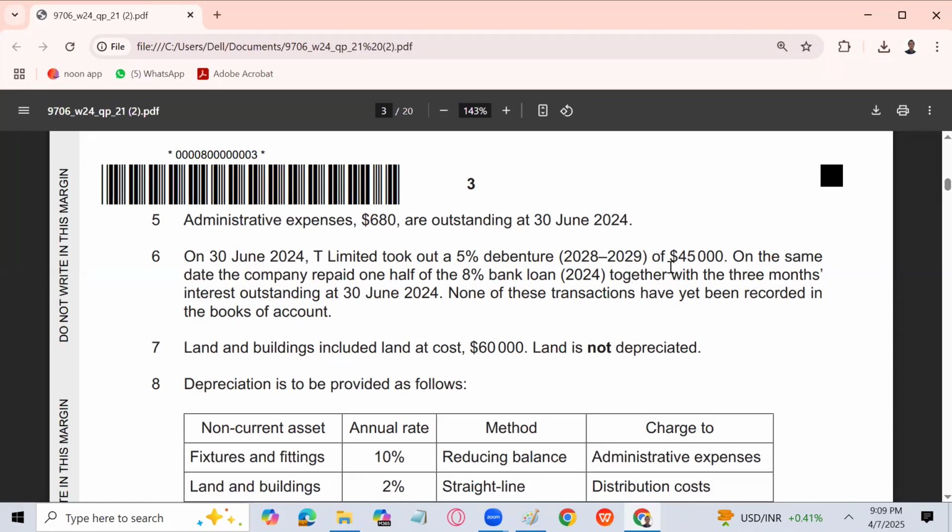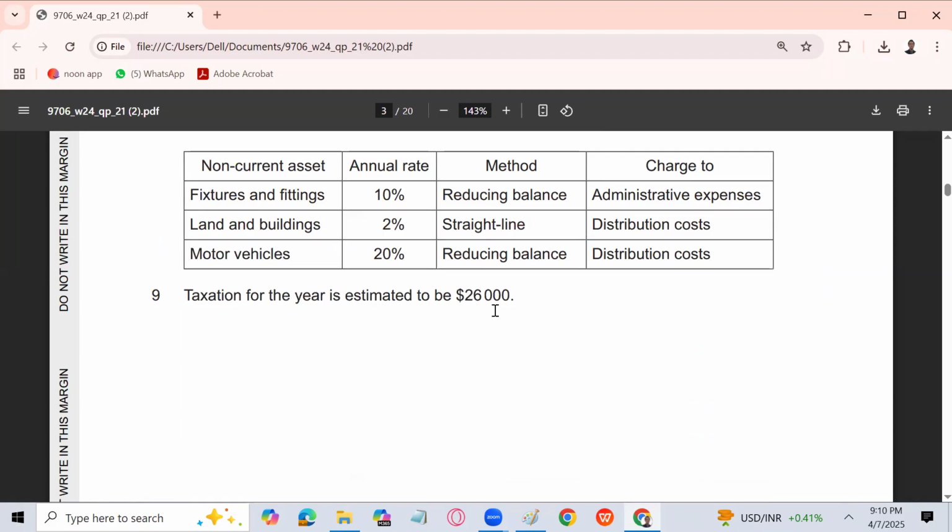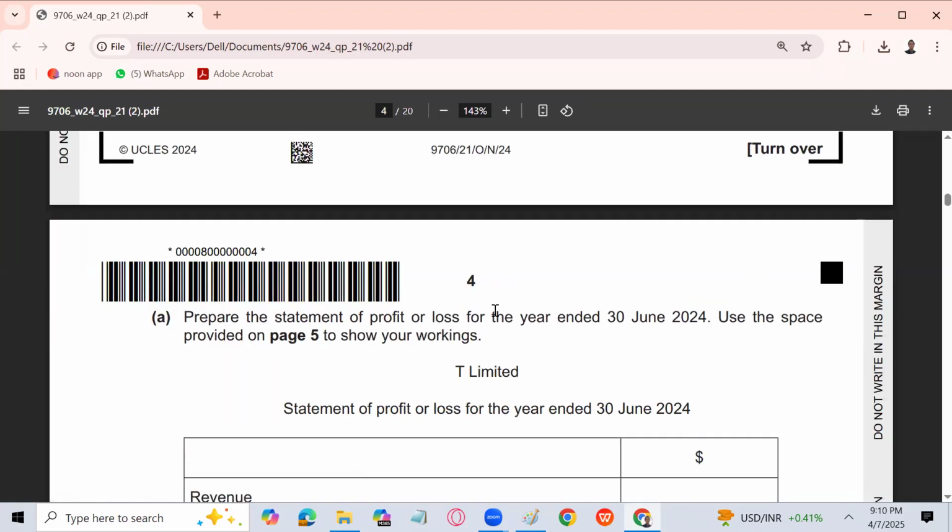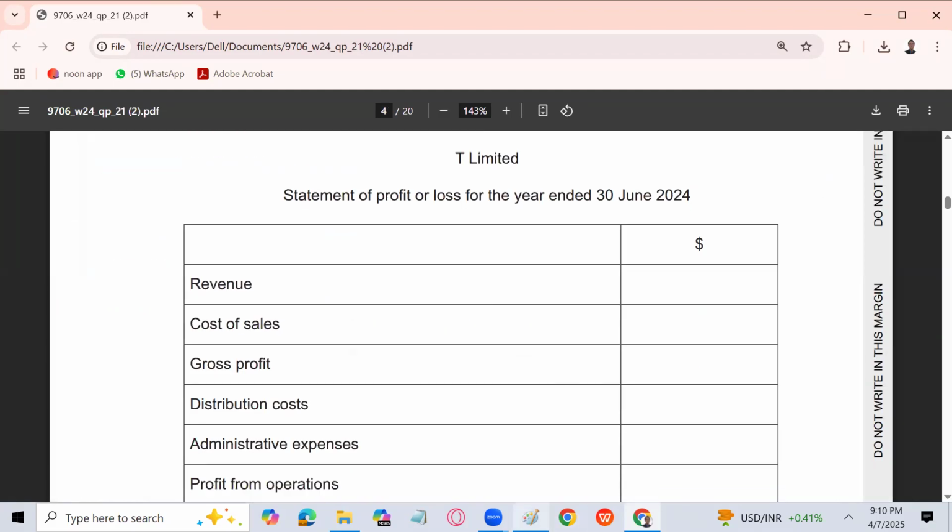And with this amount of 45,000, we have repaid one half of the bank loan. So obviously, bank loan is going to be debited and bank is going to be credited, but interest is also paid on this bank loan, with the 3 months interest outstanding. That is also going to be paid, and that will also come as interest on loan. None of the transactions have been recorded in the books of account, and we need to record these transactions also. So let's prepare the statement of profit and loss. So I will start here.